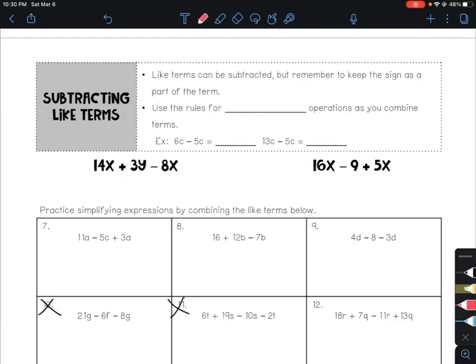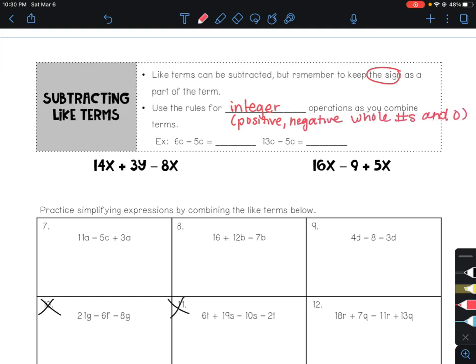Like terms can also be subtracted, but we have to remember to keep the sign as part of the term. And when we do that, we also need to make sure that we're using integer operations as we combine the terms, meaning positive, negative whole numbers, and 0.